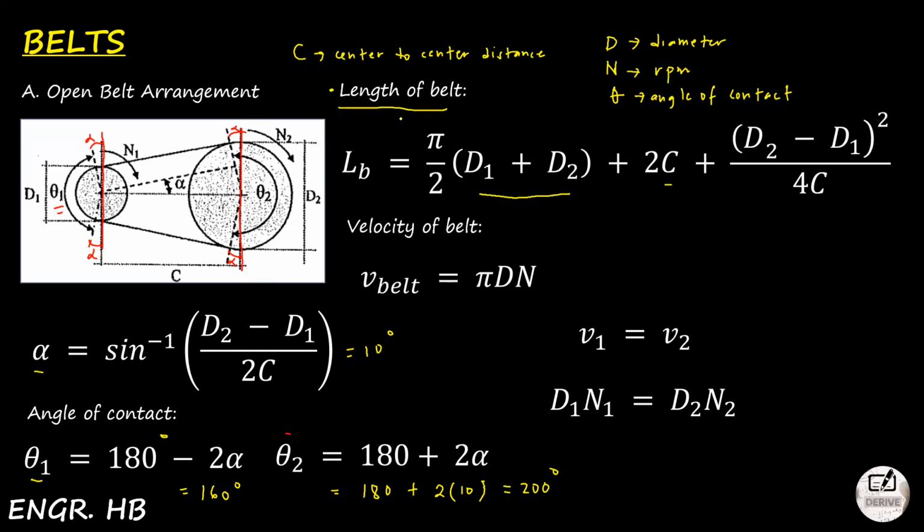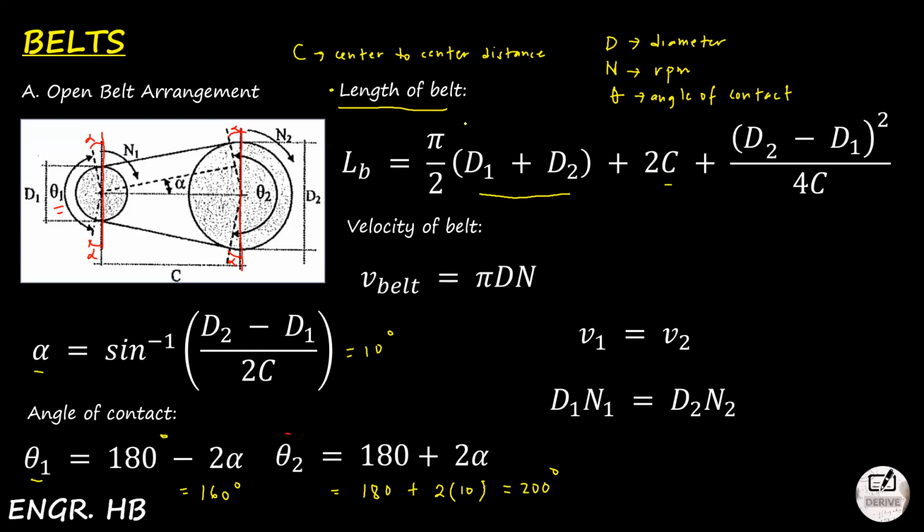So that will be the length of belt: pi over 2 multiplied by the sum of the two diameters, plus twice the center distance, plus the square of the difference of the two diameters over 4 multiplied by the center distance. And I know all of us already know this. Siguro konting review lang at konting memorize, ulit-ulitin mo lang sa papel and makakabisa mo uli ito.